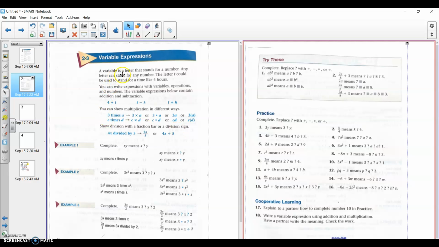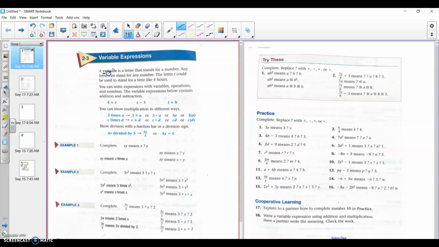A variable is a letter that stands for a number. So I'm going to pause right here and underline variable. At this time, I will no longer in our algebra class call it "the letter". You're going to need to know that a variable is a letter. Any letter can stand for any number. The letter T could be used to stand for a time like 4 hours.